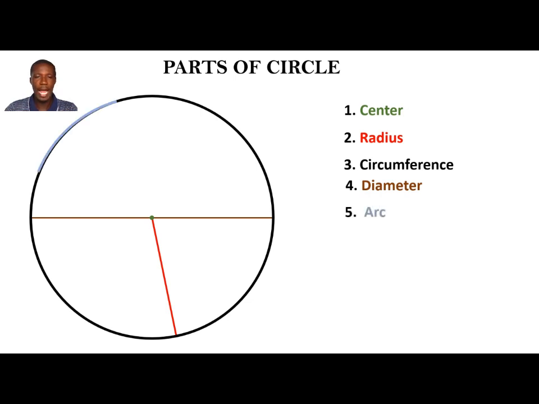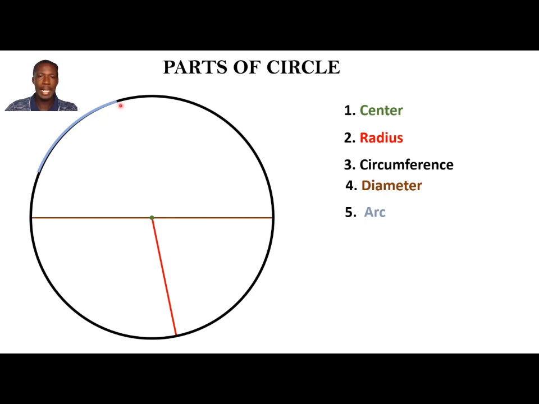We have an arc. An arc is a curved line joining 2 points on the circumference. As we can see, the sea blue line here, one end is a point on the circumference, the other end is another point on the circumference. So the sea blue line joins those 2 points.